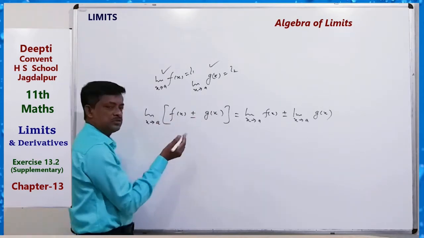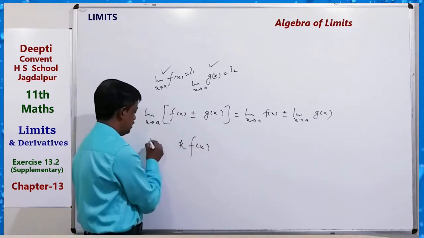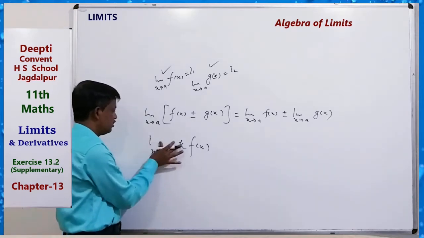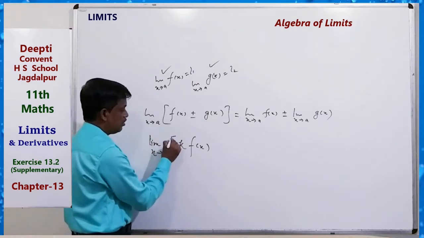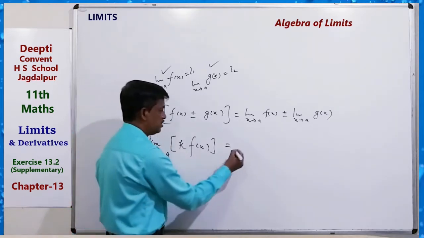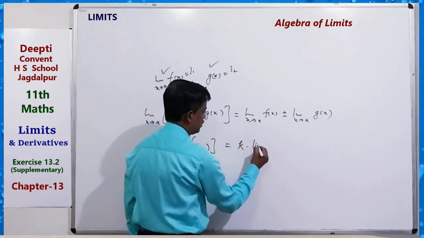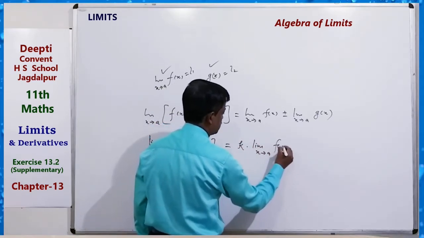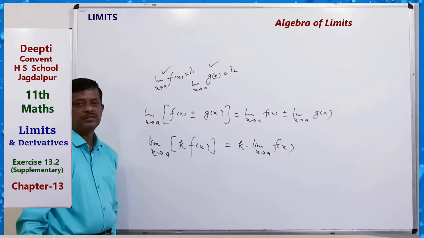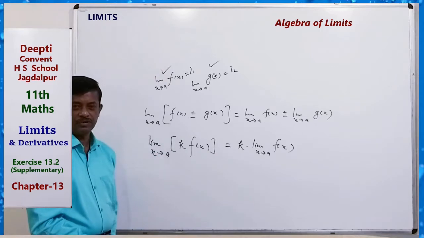Now suppose there is a constant value k multiplied by f(x). Then the limit as x tends to a of k f(x): since this is a constant value, the constant can be taken outside the limit symbol. So we can write it as the constant times the limit as x tends to a of f(x). These are the algebra of limits: addition, subtraction, and scalar multiplication of a function.